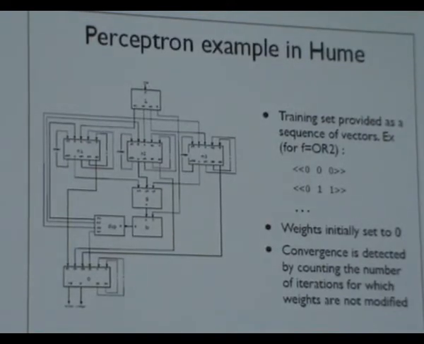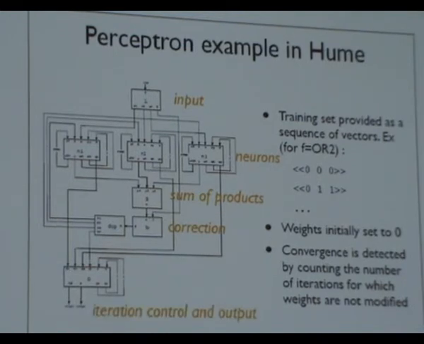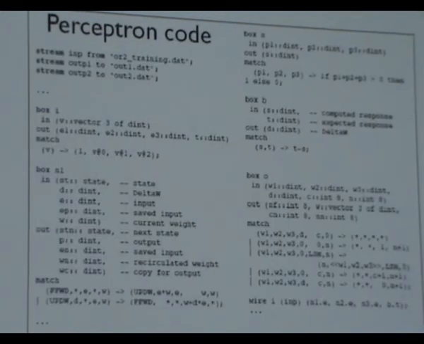Okay, so here's the Perceptron. Just want to show you some exciting boxes. I box, 3 N boxes, an S box, a V box, and the output box. Okay, let's look at what these things are doing. I is the input box, N are 3 neurons. We could expand that arbitrarily. S is doing the sum of products, and then that's doing the correction and feeding back for the next stage. And then the iteration control is that other box.